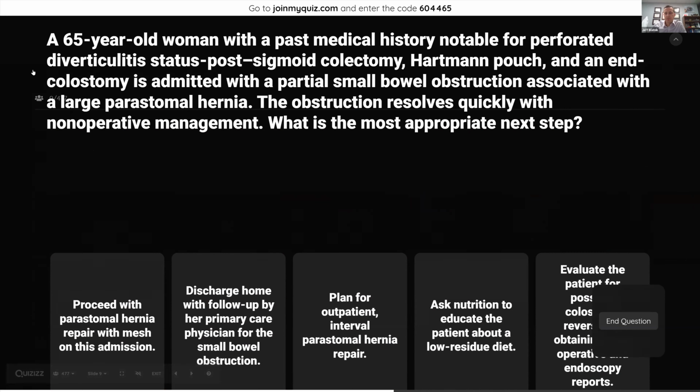A 65-year-old woman with a past medical history notable for perforated diverticulitis, status post-sigmoid colectomy, Hartmann's pouch, and an end colostomy is admitted with a partial small bowel obstruction associated with a large peristomal hernia. The obstruction resolves quickly with non-operative management. What is the most appropriate next step? A, proceed with peristomal hernia repair with mesh on this admission. B, discharge home with follow-up with their primary care physician for small bowel obstruction. C, plan for outpatient interval peristomal hernia repair. D, ask for nutrition to educate the patient about low residue diet. Or E, evaluate the patient for possible colostomy reversal by obtaining prior operative and endoscopy reports.